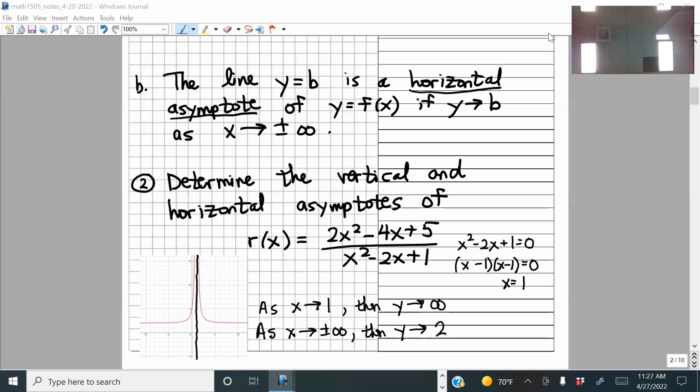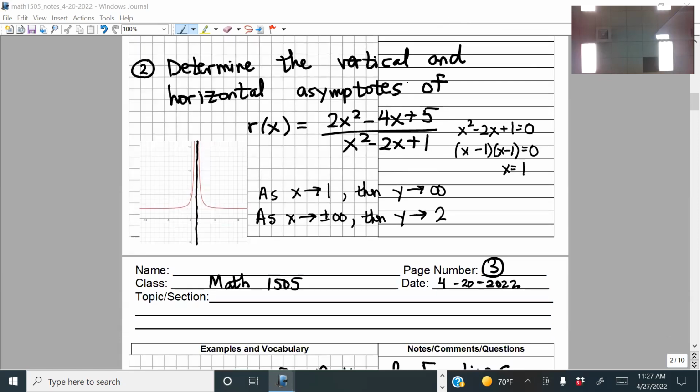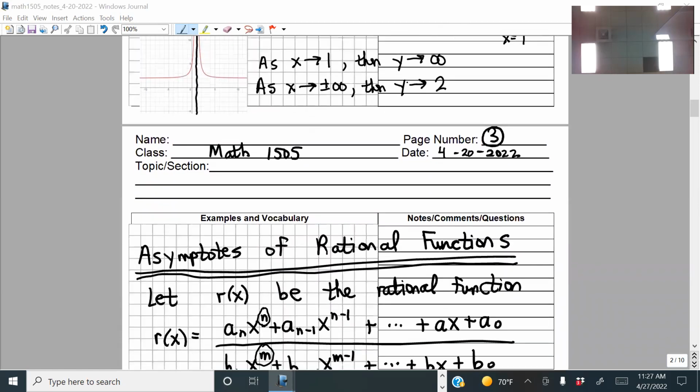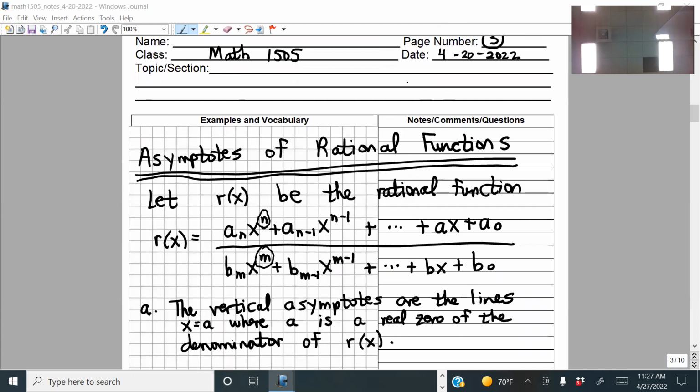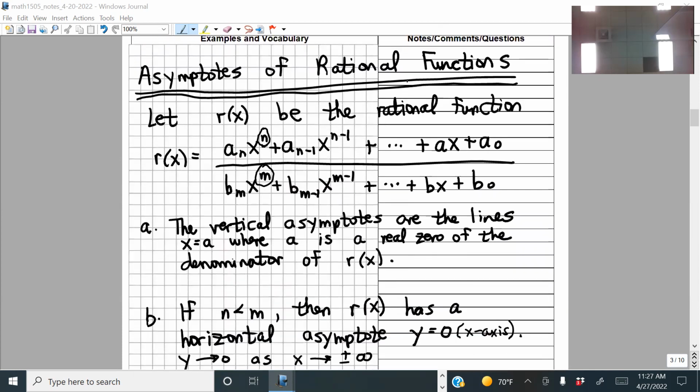And so let's scroll down in the notes there. I'm going to show you the recipe now for finding horizontal and vertical asymptotes for rational functions. So here's a rational function written out in grisly detail. Remember, it's going to be a polynomial divided by a polynomial. So this is what polynomial formulas look like in abstract. Remember, it's just powers of x added together.